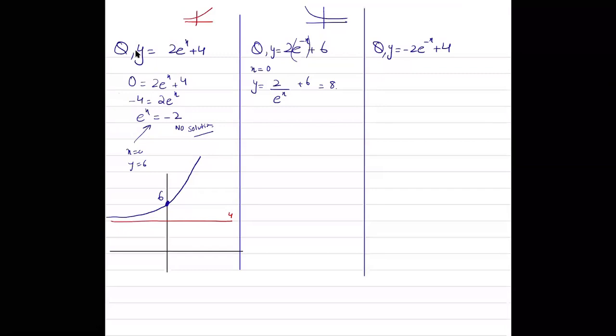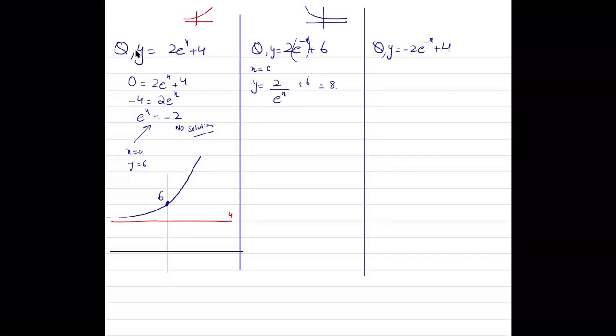I was saying that you need to remember the basic sketches. E raised to the power of minus x would look like this. It is going to be the reflection of e raised to the power of plus x in the y-axis. It is going to pass through 1. Now the shape is going to be similar, but it might pass through some other point because the equation is different. So yes, the y-intercept is 8.